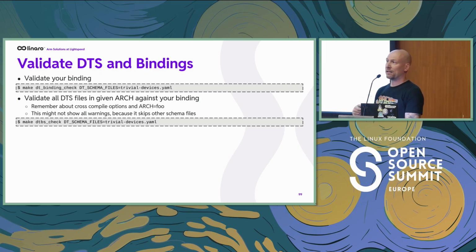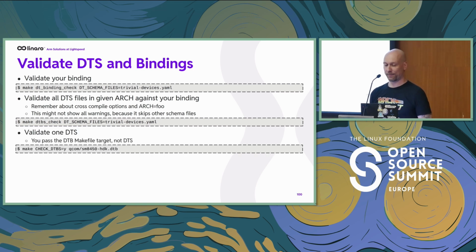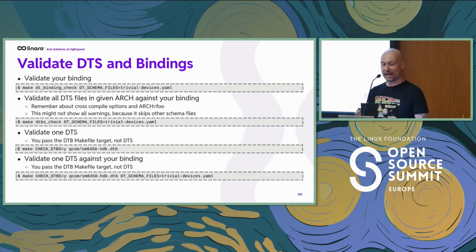Make dtbs_check might take a lot of time. You can narrow which binding you want to use, and for this you can use the same argument, DT_SCHEMA_FILES. If you want to shorten it further, you can test one DTS, and if you want to test one DTS, then you use the DTB target. So this would be the Qualcomm, here in this example, Qualcomm SM84, whatever, DTB. And you can also do this with a specific schema. So one board against one binding. So this is, let's say, the combination.